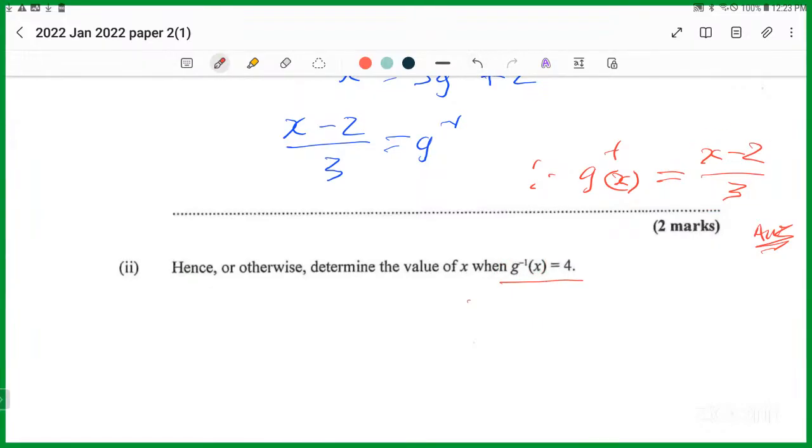So I'm going to put the x minus 2 over 3 as my g to the minus 1 of x, put it equal to 4, and then solve for x. Take this 3 first and multiply it up here. I'm going to get x minus 2 equals 12. Then take this negative 2, carry it over here and add it. So we're going to get x equals 12 plus 2, which is 14. So the answer for this is 14.